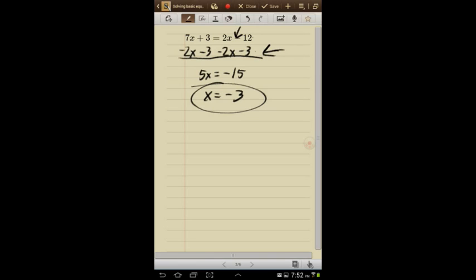Once you get more comfortable doing these, you don't need to write this step. You've solved enough of these. Once you get to this part, you can just skip straight from line 1 to line 2. We'll know what's happening.